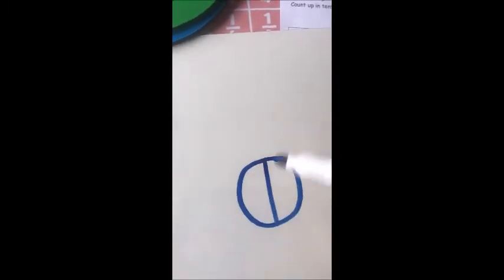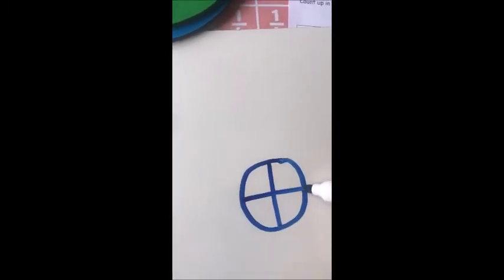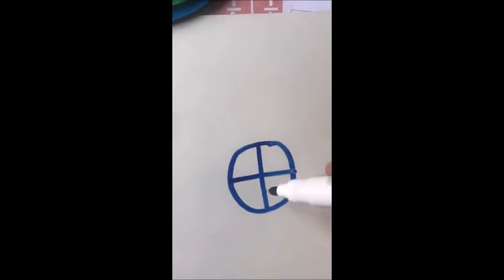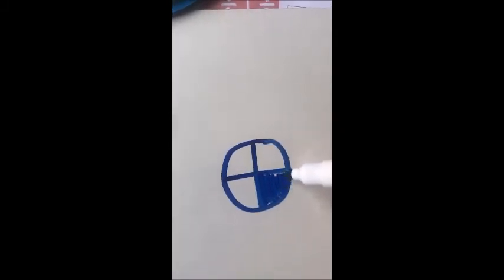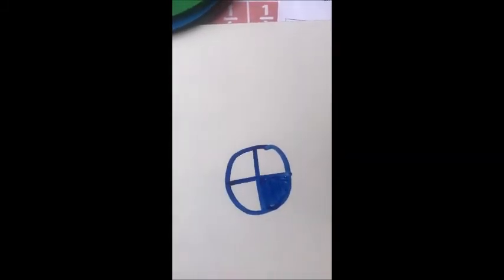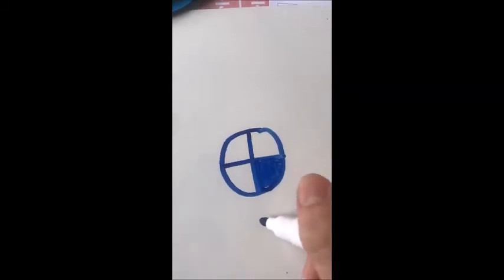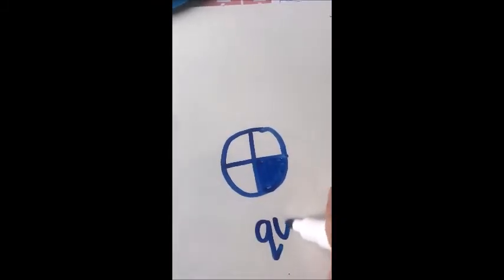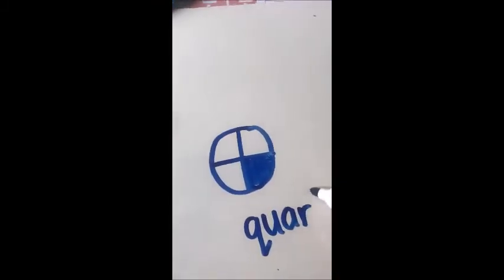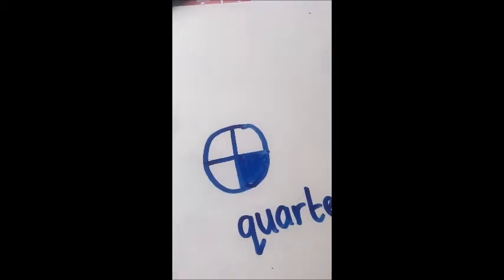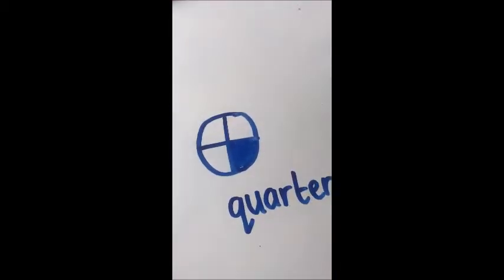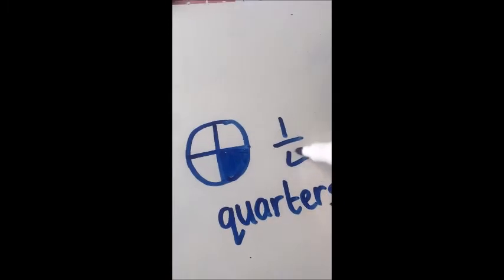Can you remember what it's called? If it's split into 4 pieces, so you've got 1, 2, 3, 4. So imagine if I just had this piece here. Can you remember what it's called? If something's split equally into 4, we call that quarters, okay? Quarters, and if I just had 1, it would be 1/4.